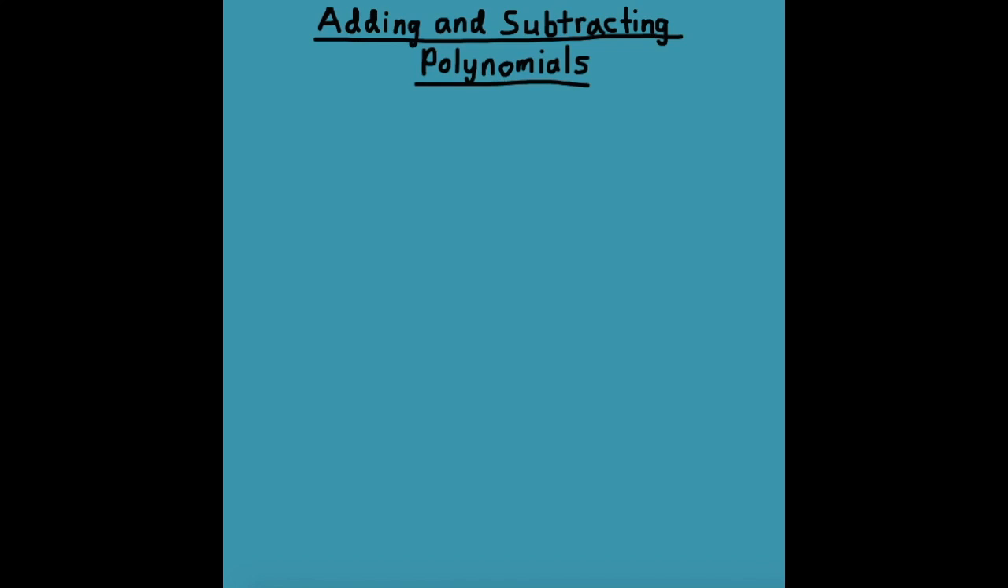We are going to learn about adding and subtracting polynomials. To know what a polynomial is, we must know what terms are. Terms are separated by pluses or minuses. If I had the problem 2x plus 3, the terms are 2x and 3. Therefore, there are two terms.